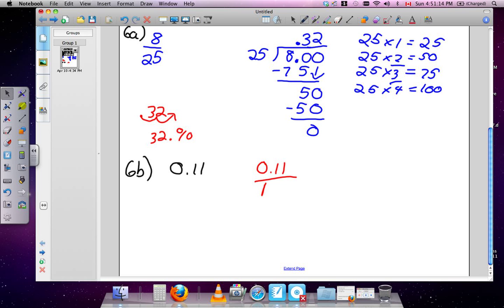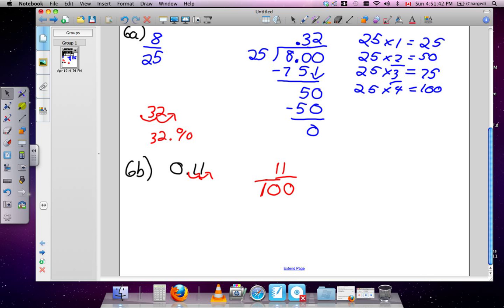Okay? And every time we move our decimal over, so let's move our decimal here. Every time we move our decimal over, we add a 0. Here, we had to move it twice to get the number 11, so we have 2 zeros on the bottom. What that looks like is 11 over 100.